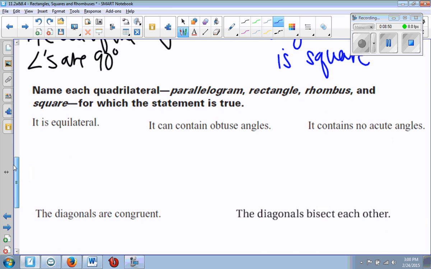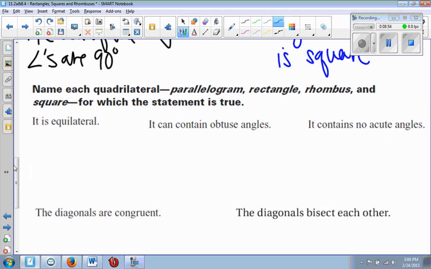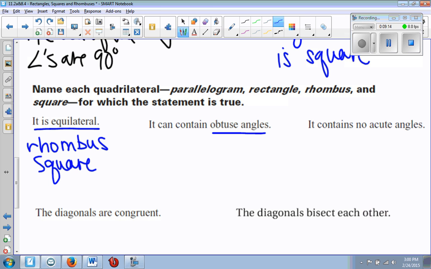In the bottom problems down here, it says name each quadrilateral that has this particular property. It's equilateral. Equilateral means all four sides are the same. There are two quadrilaterals we've talked about so far that have four equal sides. They would be a rhombus and a square. The next one says it contains obtuse angles. Well, a square has 90-degree angles, so that's out. A rectangle has 90-degree angles, that's out. The only possibilities are a parallelogram and a rhombus.